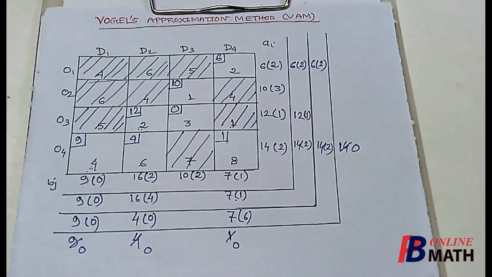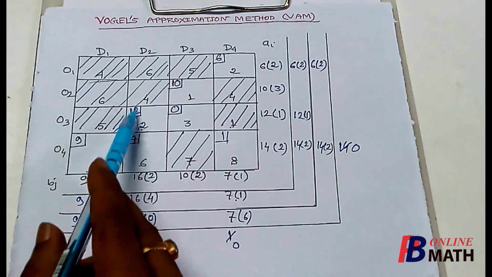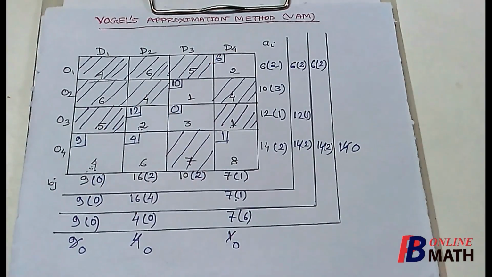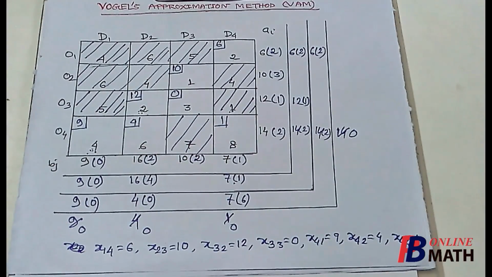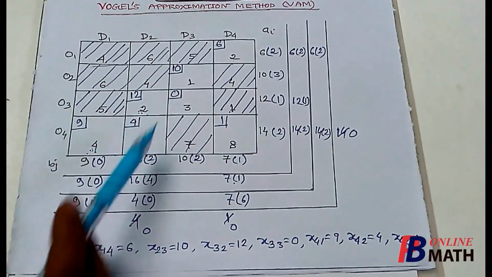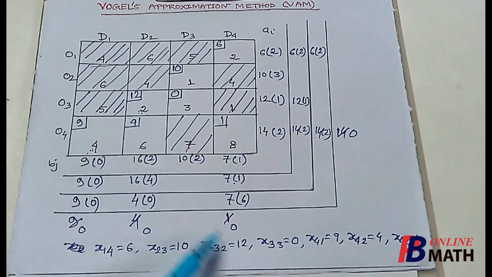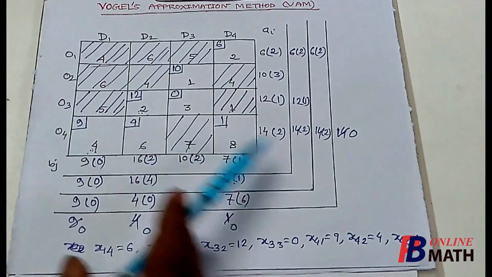So now we have obtained one initial basic feasible solution. So here the number of basic variables are 1, 2, 3, 4, 5, 6, 7. So let us write the solution here. If we write the solution here, we find x14 equal to 6, x23 equal to 10, x32 equal to 12, x33 equal to 0, x41 equal to 9, x42 equal to 4 and x44 equal to 1.